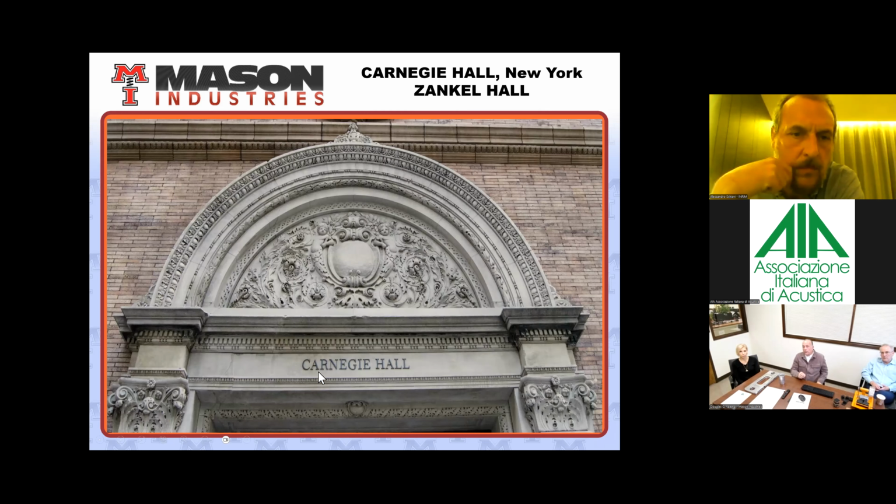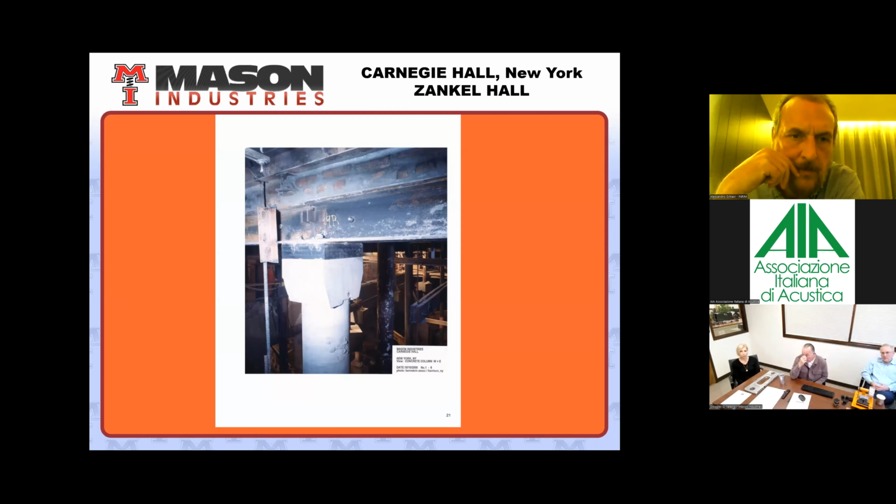We have a similar installation at Carnegie Hall in New York City for a smaller hall below Carnegie Hall that sits right above the subway line. This is a bearing in place. I think this is a temporary one, right, Jim? Yeah, we did some temporary support. So we protected the theater above from all the construction vibration.